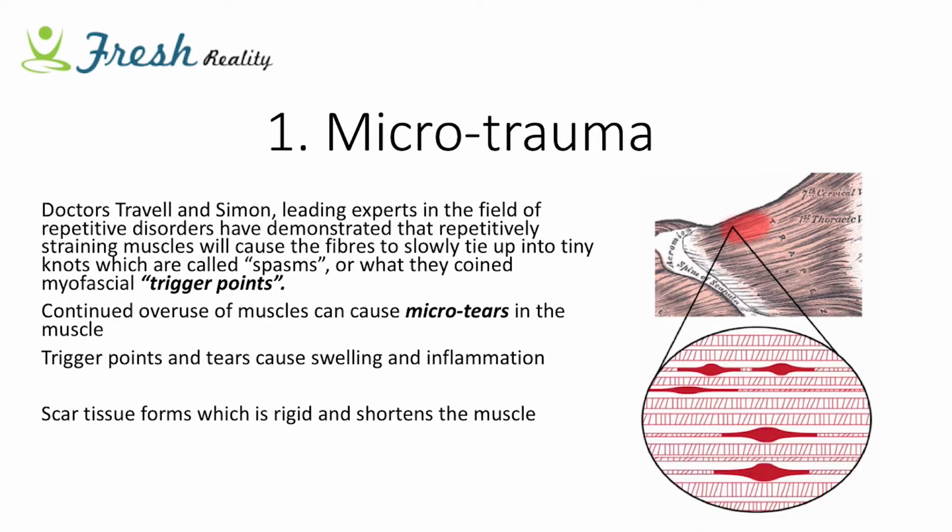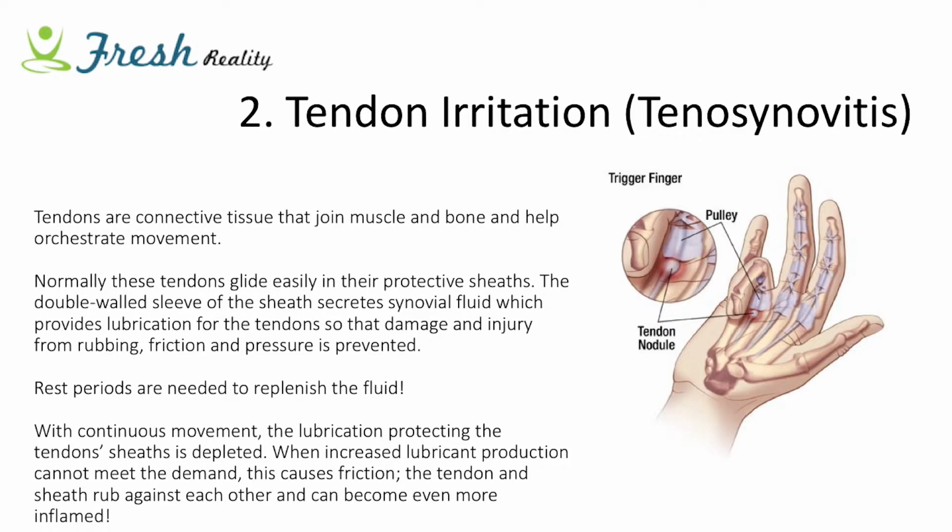Now, the trigger points also cause swelling and inflammation, in the same way that scar tissue can form, and when tissue is damaged, your body's natural response is to cause inflammation. The second thing is the actual irritation of the tendons. Now, the tendons are the cables and the machinery of the hand, and usually they slide effortlessly in their sheaths. And this is assisted by lubrication, a synovial fluid that helps them move up and down very easily.